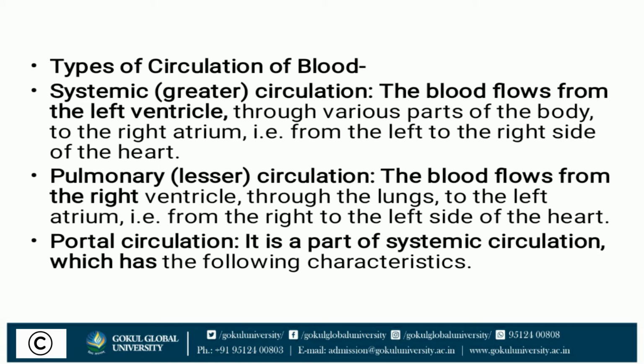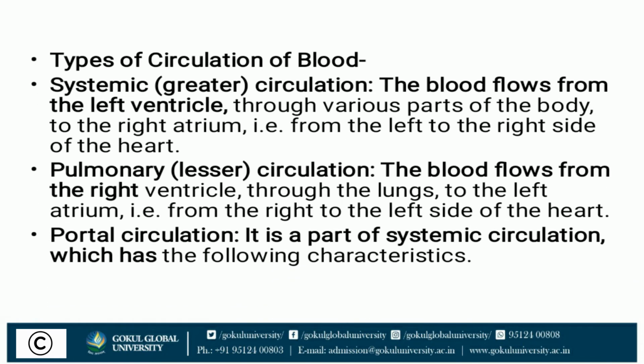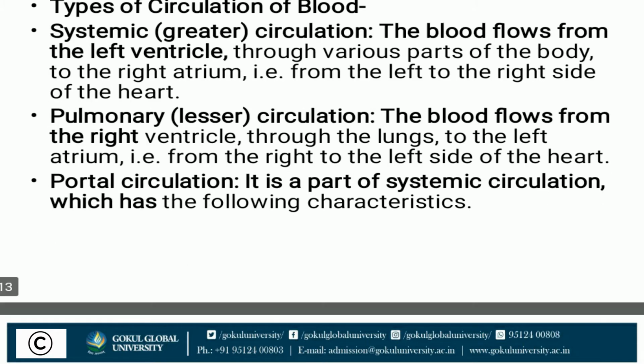Now we will see types of circulation. The types of circulation are: first systemic, second pulmonary, and third portal. Systemic, pulmonary and portal circulation. In systemic circulation, the blood flows from the left ventricle through the various parts of the body to the right atrium, that is, from the left to the right side of the heart.